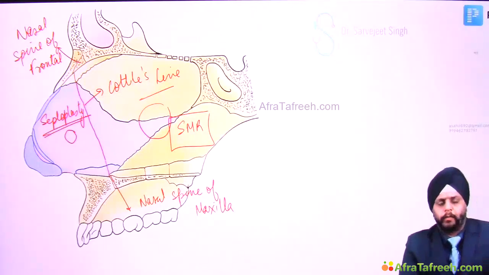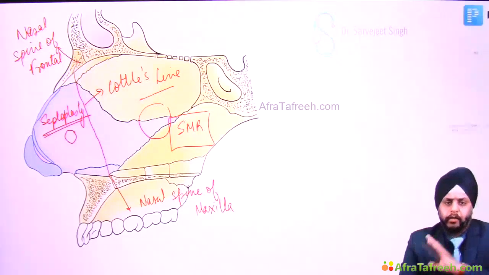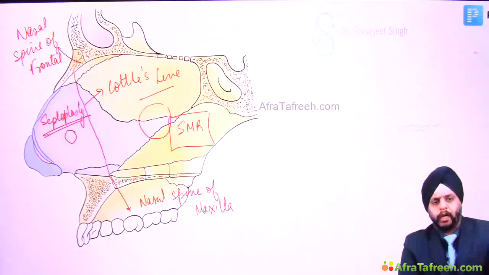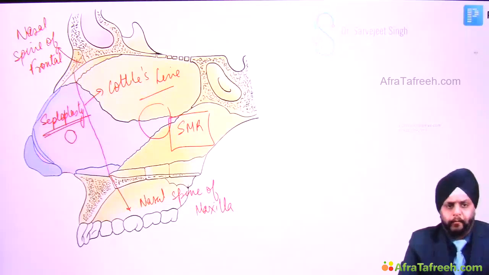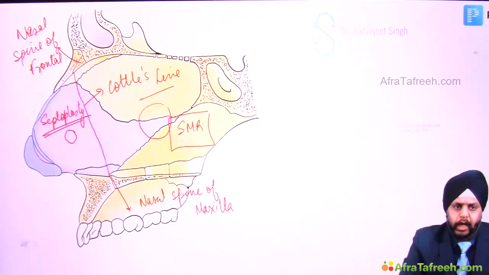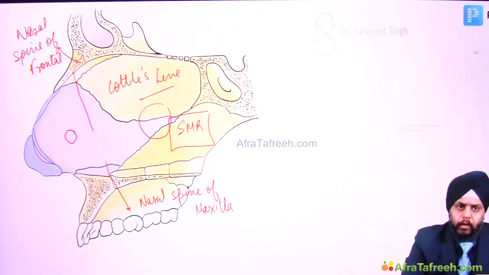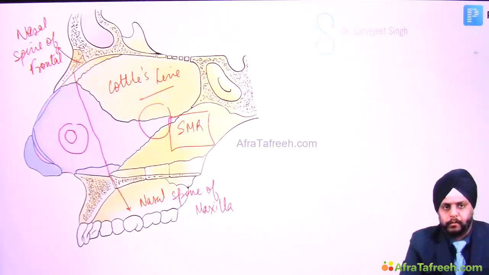Alright, so as I told you, perforation can be anterior or posterior. Posterior ones are not significant. They don't cause clinical problems. Problems are caused by anterior perforation. Now, anterior perforation, you see, it can be of two types. Which two types? It can be a small perforation or a large perforation. So this is a small perforation, this is a large perforation.